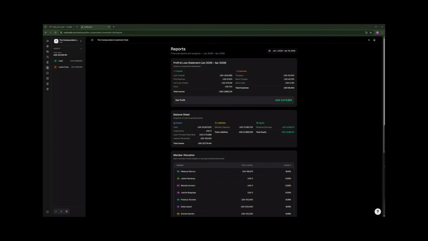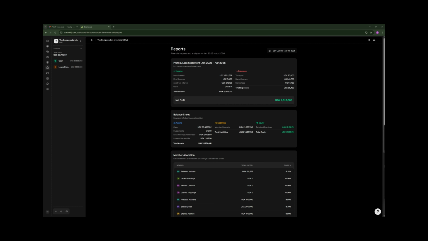Welcome back. In the last video, we imported the club's full financial history, contributions, loans, income, and expenses going back to 2022. At the end of that video, I mentioned that the club's financial picture would become more complete once we added the club's assets. In this video, we are going to add the club's assets. We are also going to spend some time on reports and the audit log.